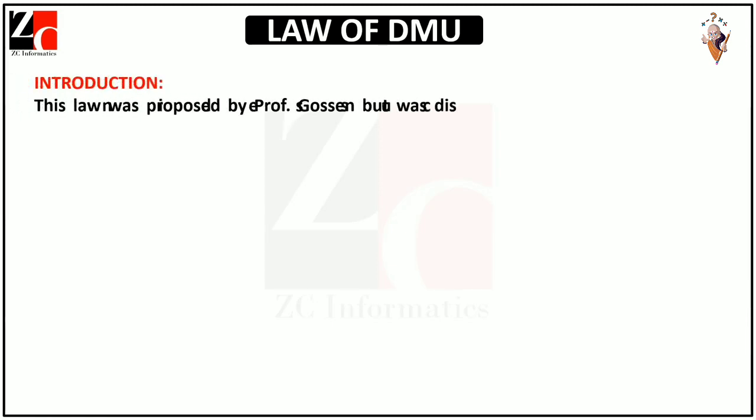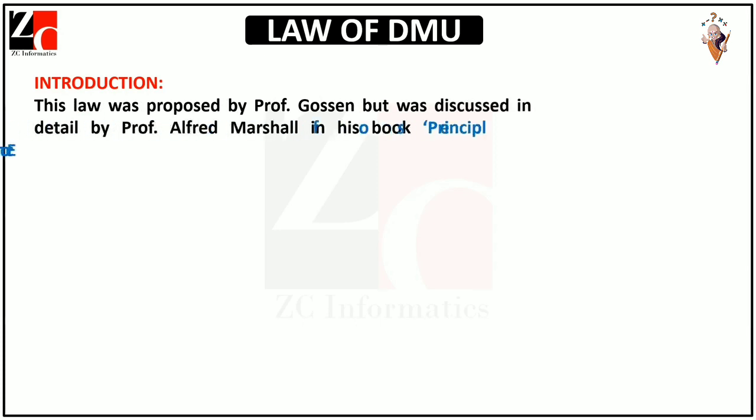Law of Diminishing Marginal Utility. Introduction. This law was proposed by Professor Gossen but was discussed in detail by Professor Alfred Marshall in his book Principles of Economics, published in 1890.